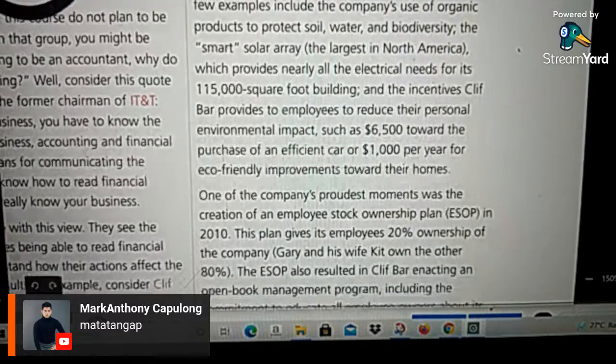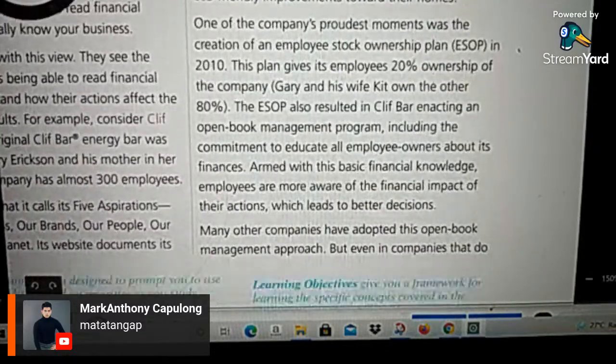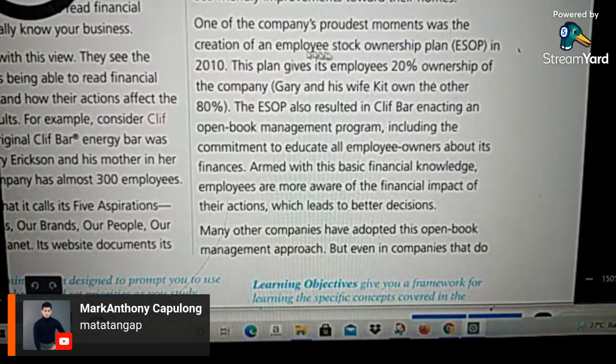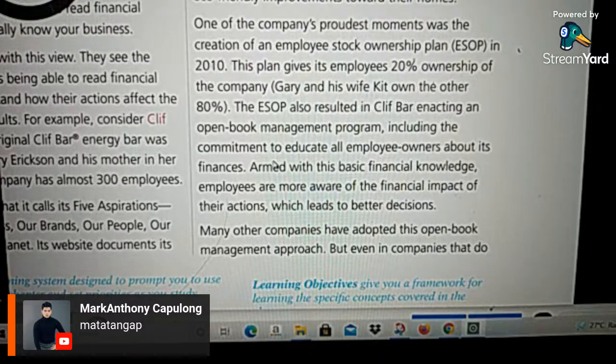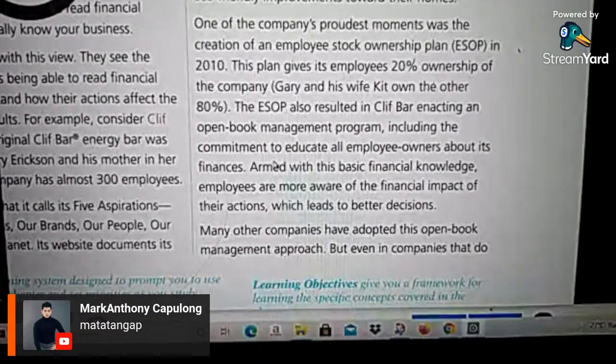One of the company's proudest moments was the creation of an employee stock ownership plan in 2010. So we'll also learn about stock. What do we mean by stock? This plan gives employees 20% ownership of the company. It resulted in Clif Bar enacting an open book management program, including the commitment to educate all employee owners about its finances. It's amazing. This company, little by little, gradually, is making its employees become part owners of their own company. Okay?